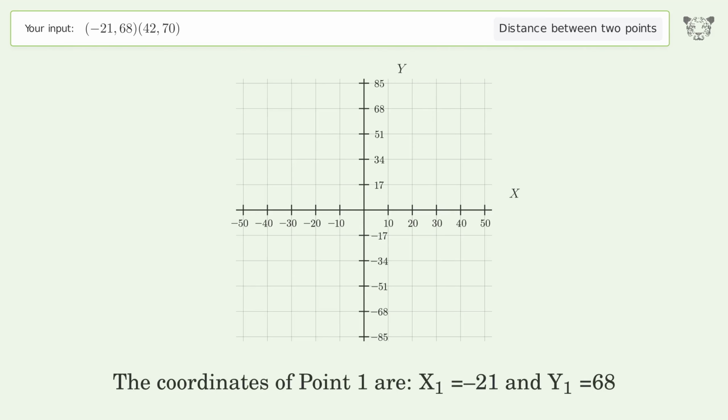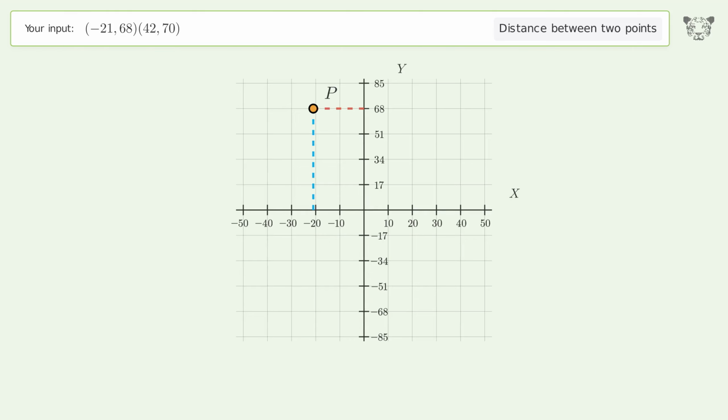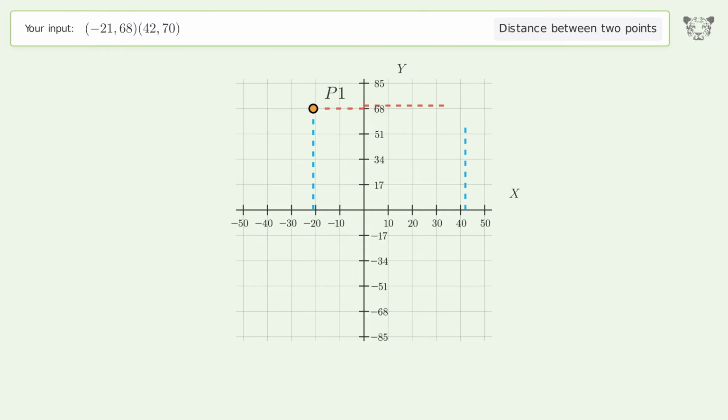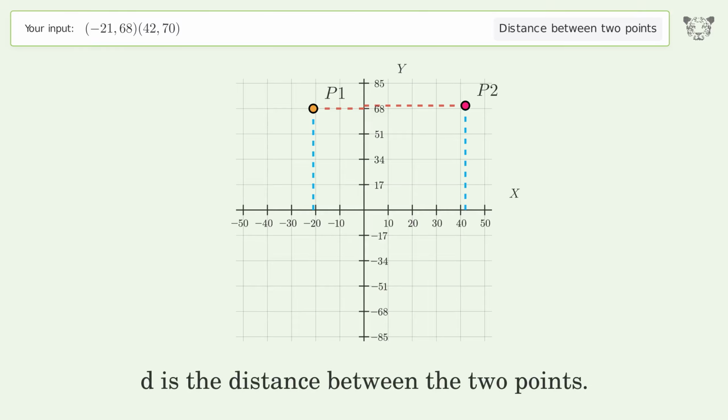The coordinates of point 1 are x1 equals -21 and y1 equals 68. The coordinates of point 2 are x2 equals 42 and y2 equals 70. D is the distance between the 2 points.